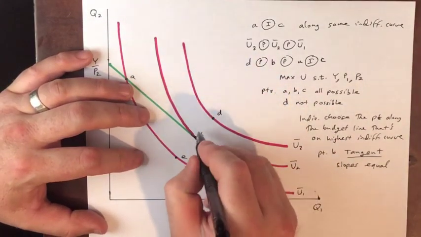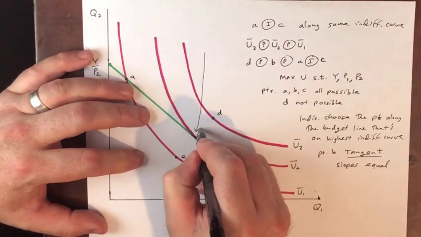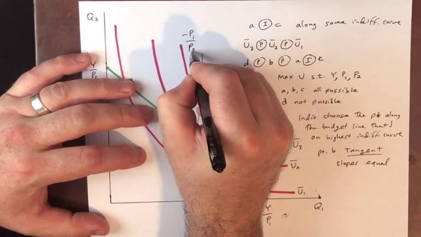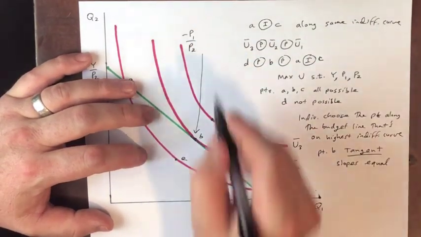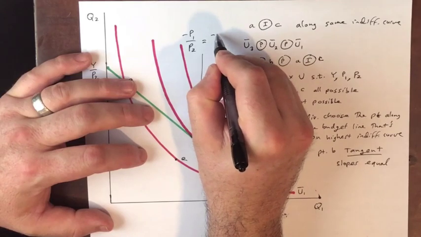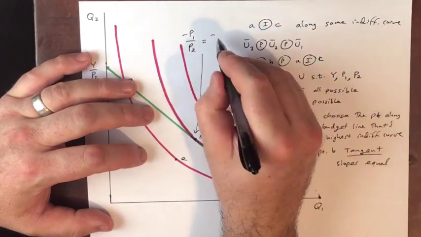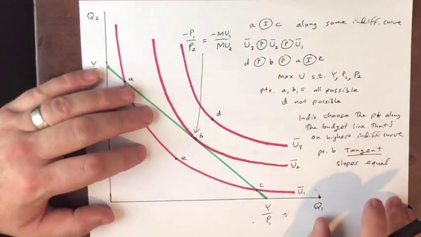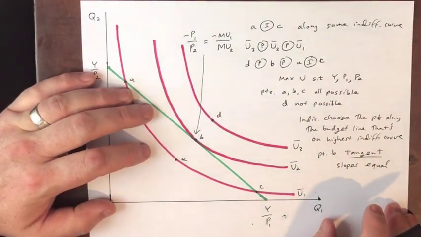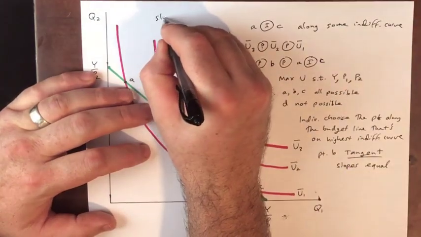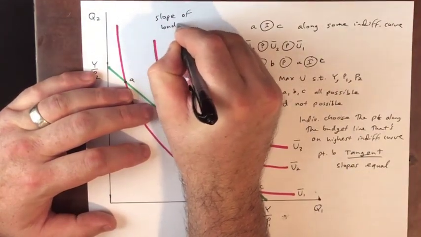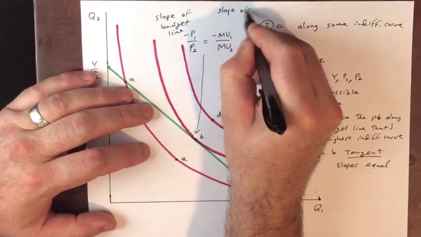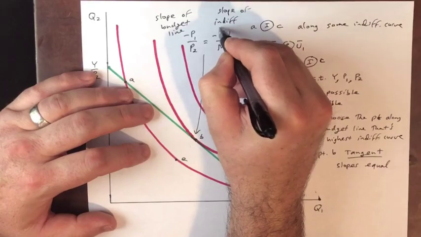Let's just indicate this up here. Okay, so the slope of the budget line, remember what that is? That's negative P1 over P2. That becomes equal to the slope of the indifference curve. Remember, we defined that as the marginal rate of substitution, and that's equal to negative MU1 over MU2. Okay, so slope of budget line equal to slope of indifference curve.